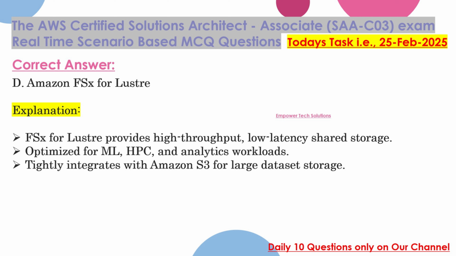Explanation: FSx for Lustre provides high-throughput, low-latency shared storage. Optimized for ML, HPC, and analytics workloads. Tightly integrates with Amazon S3 for large dataset storage.